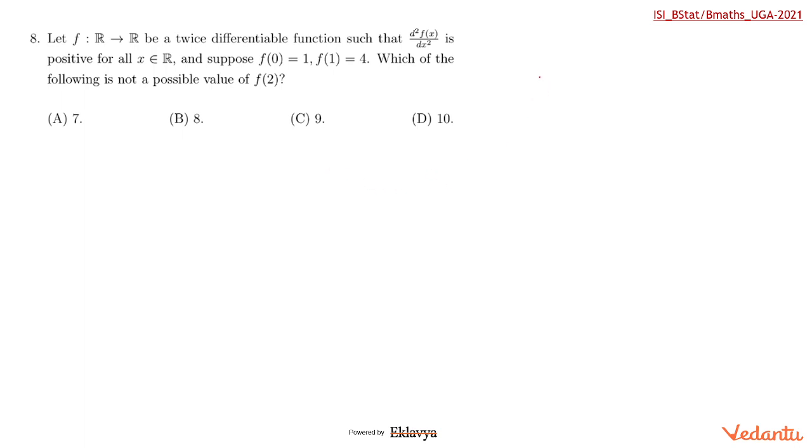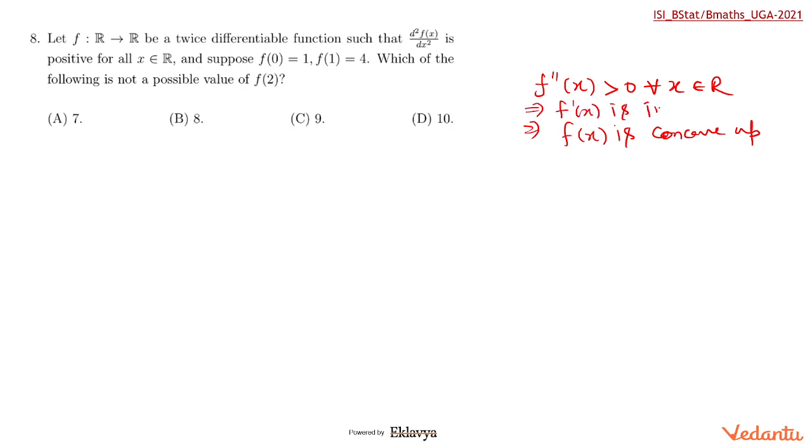See, here the given information is f double dash x is positive for all x belongs to R. It means the graph of fx is concave up, or you can say f dash x is increasing. Both statements are correct. Increasing for all x belongs to R.